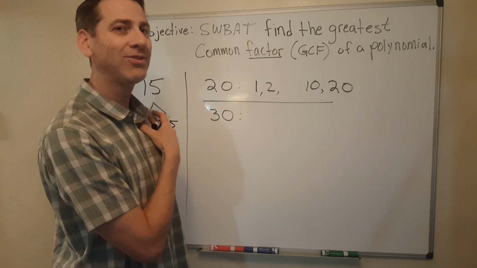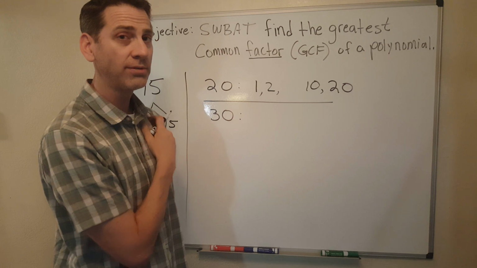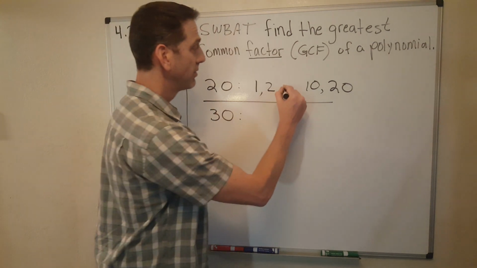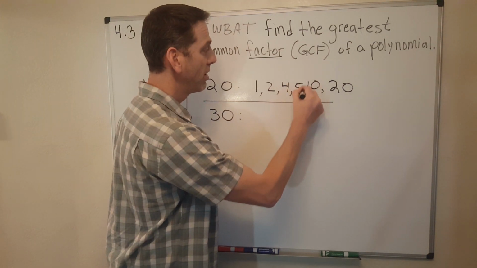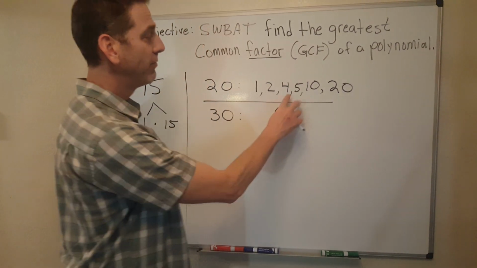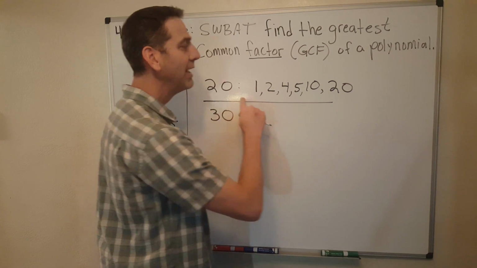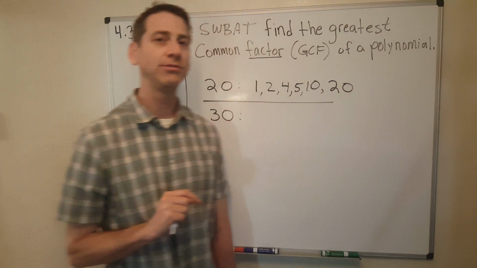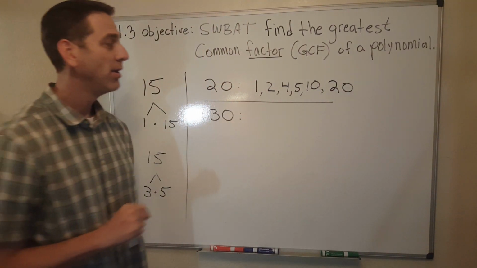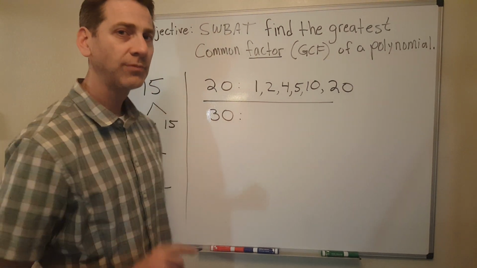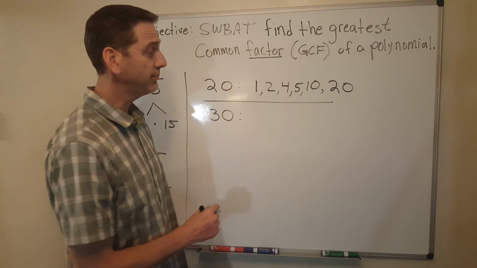And I have two more factors. Do you know what they are? How about 4 and 5? 4 times 5 is 20, 2 times 10 is 20, 1 times 20 is 20. These are all of the factors of 20. Now how about 30? What are the factors of 30?